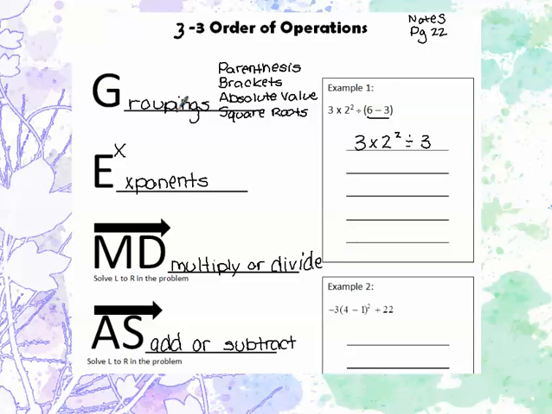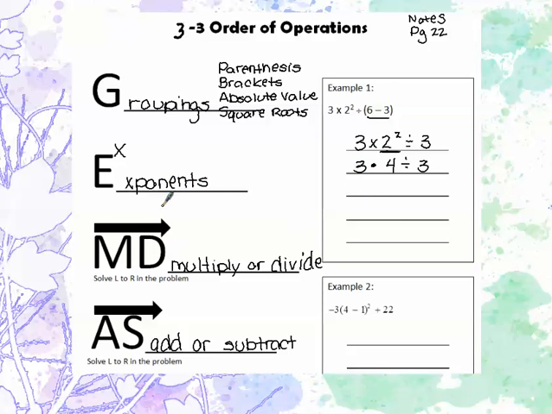Now, do I have any more groupings? No. But do I have any exponents? Yes, I do. I do right here. 2 to the second power. Remember, 2 to the second power is 4. So now I have 3 times 4 divided by 3. And I just changed that to a dot. You can leave it as an X, it doesn't matter.